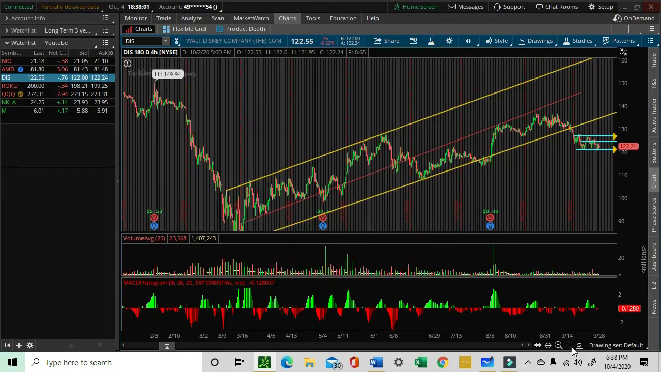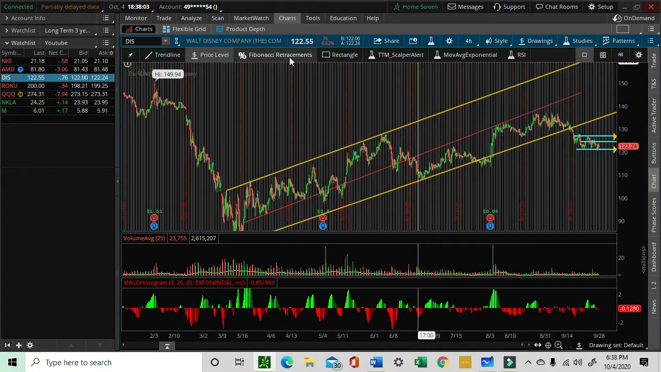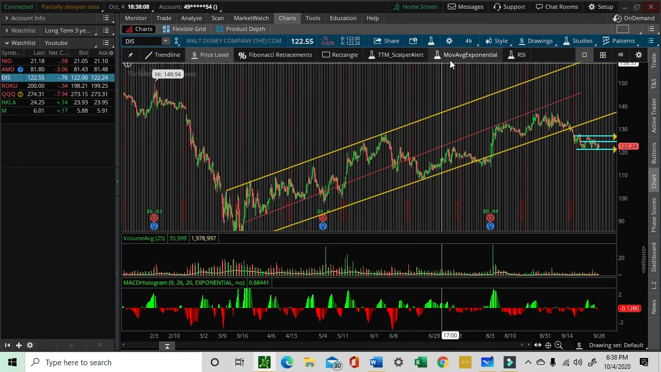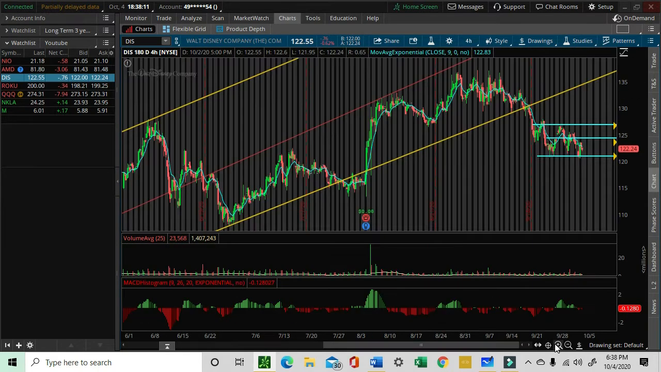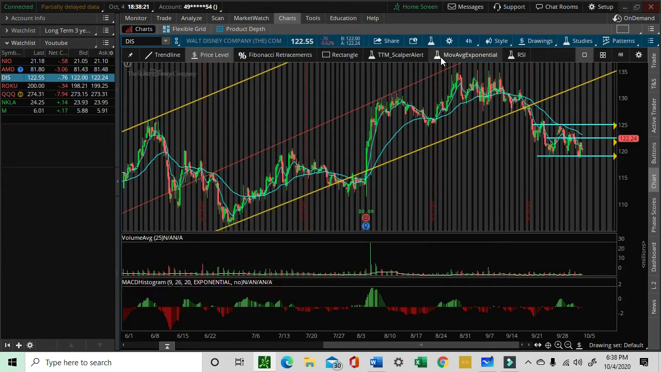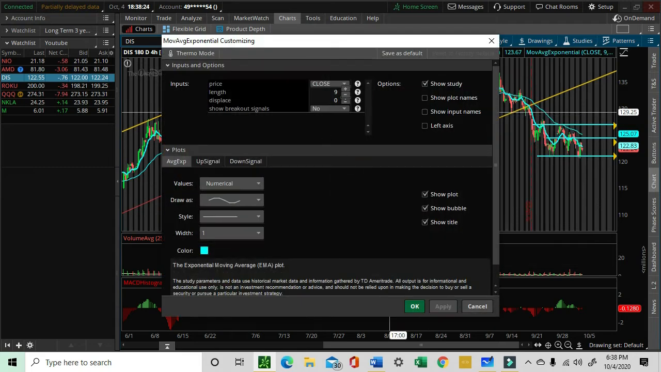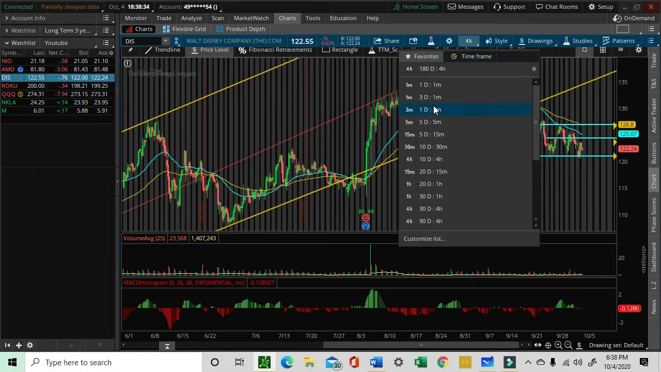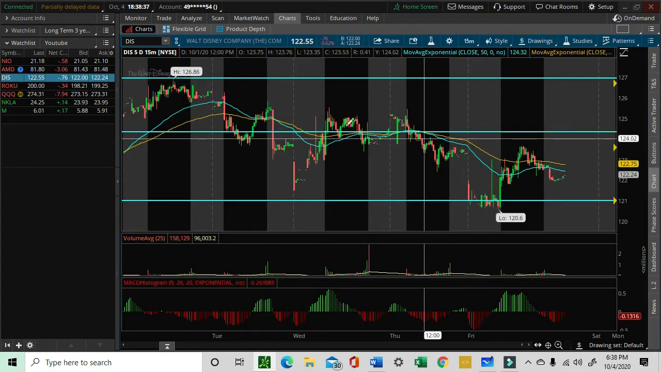Now, let me show you how I would use moving averages to also act as support and resistance. So I get my moving average here. I personally like to use the 50-day and the 100-day as pullback support. So now we're going to get another one on. 100-day. I'm going to change the 100-day to yellow. Okay. So now, let's look at the 5-day, 15-minute.